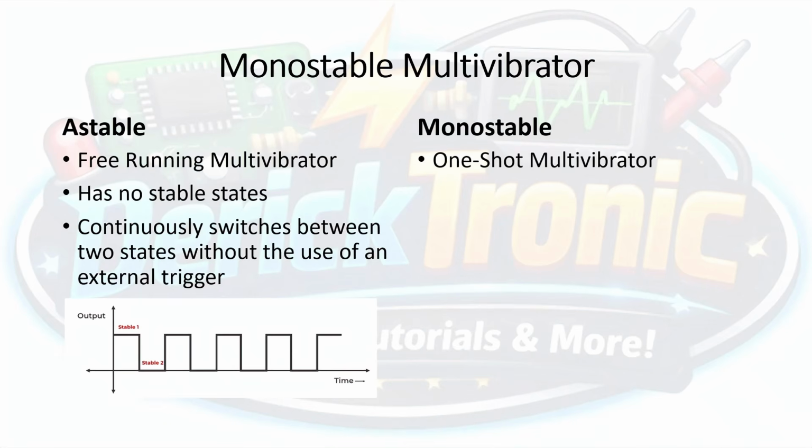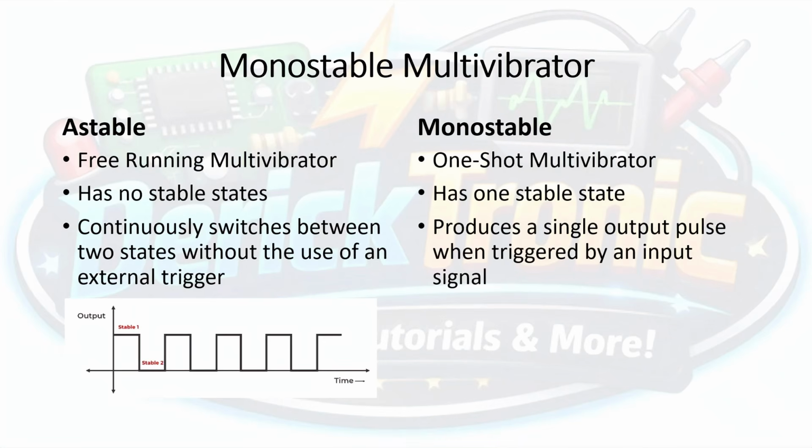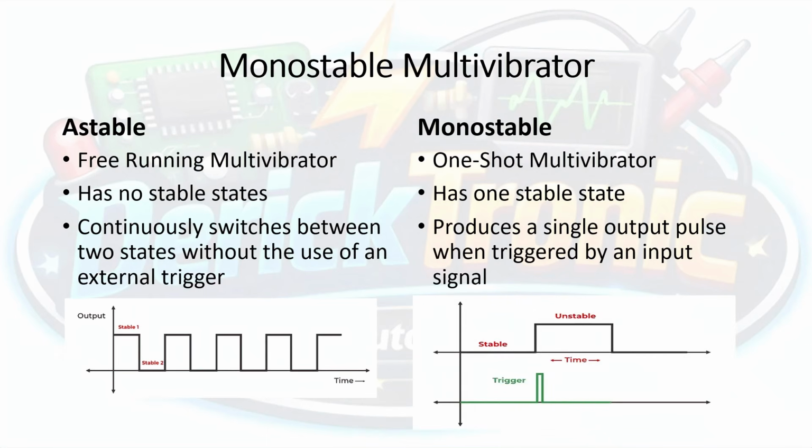It's known as a one-shot multivibrator. We'll explain that later. It has one stable state, and this one is important, okay? Here's the waveform explaining that. A monostable multivibrator produces a single output pulse when triggered by an input signal.